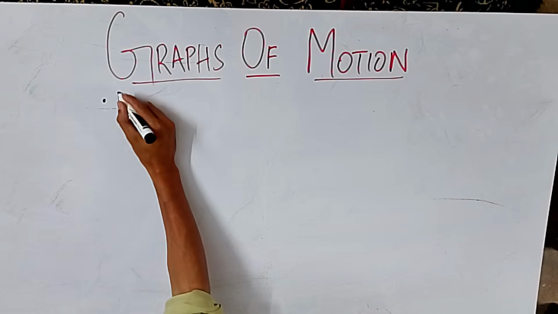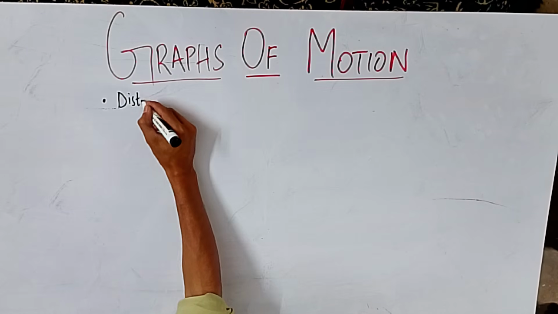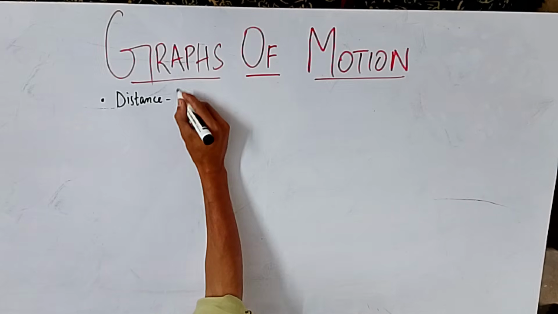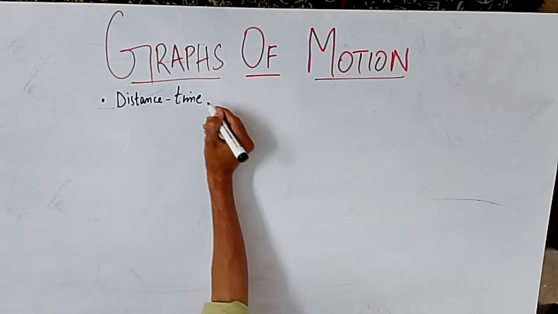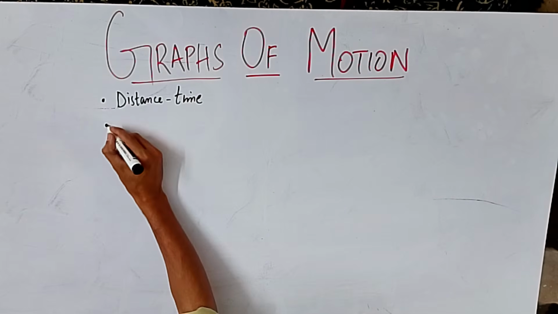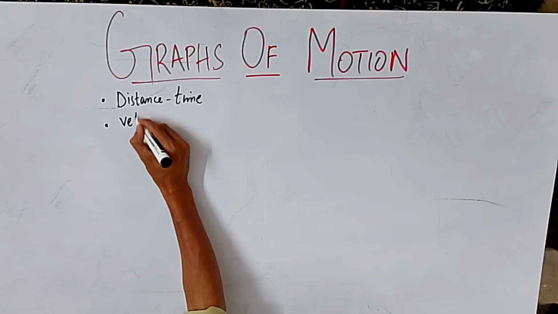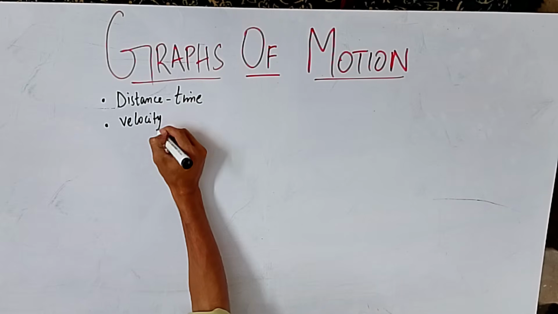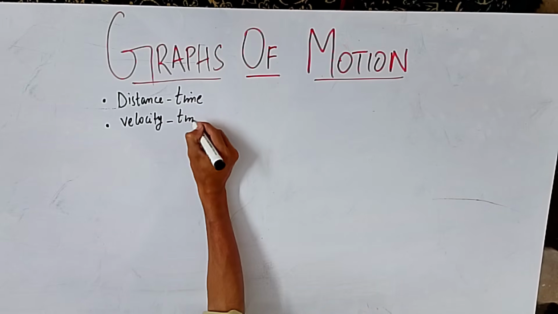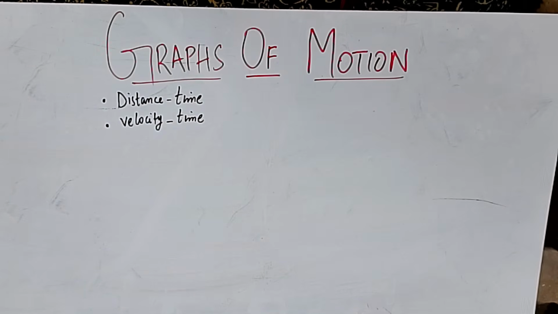One is the distance time graph, and the second one is the velocity time graph. One by one we will understand what is meant by the distance time graph and what is meant by the velocity time graph, and we will see how to draw the graphs related to the data when it is given.